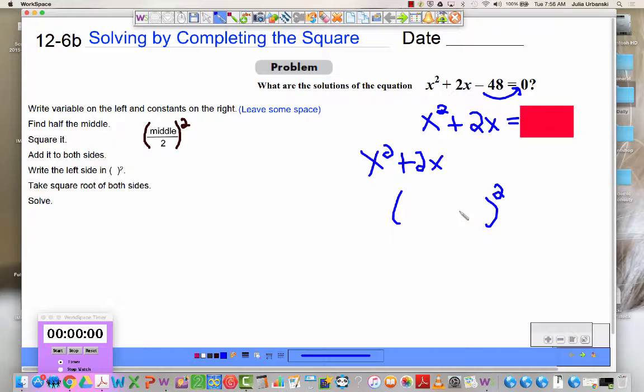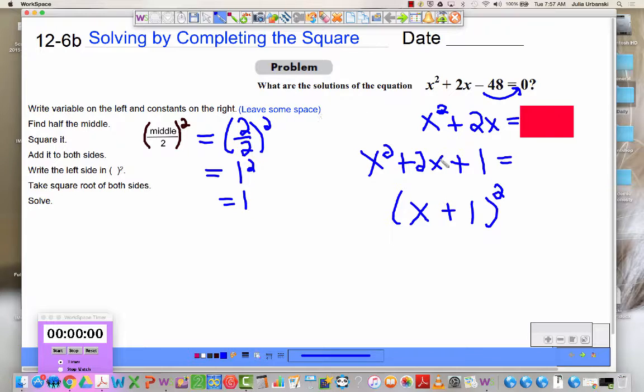What number goes right here? Anybody remember? 1. That's right, from yesterday. You take half of the middle, the x term. The middle number is 2x. Divide by 2, you get 1. That goes right there. And then what number was right here? 1, because it's this number squared. It's half the middle number. 2 over 2 squared equals 1, and then when you square that, you get 1.